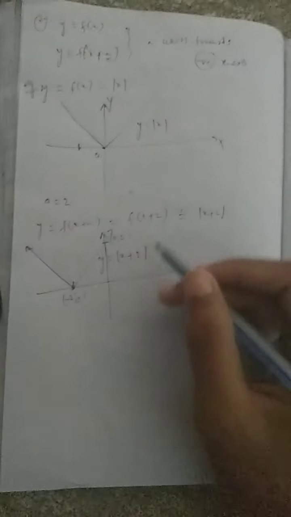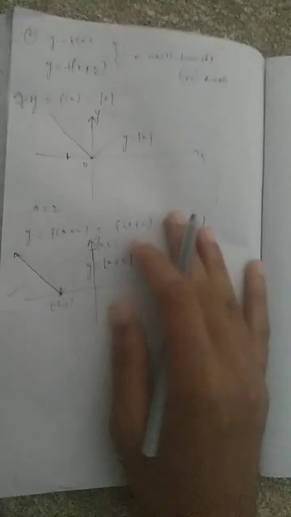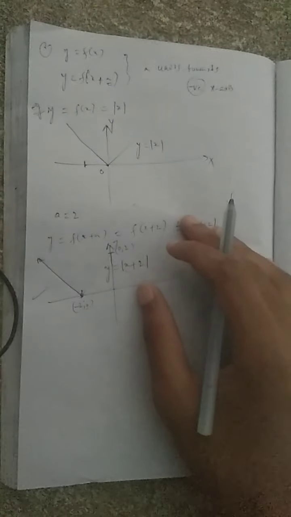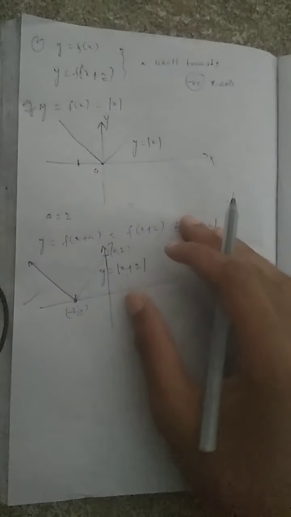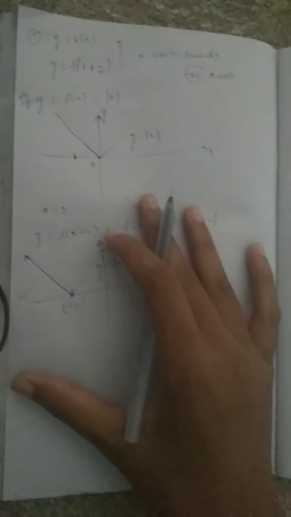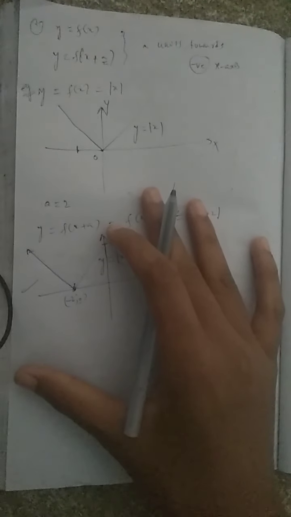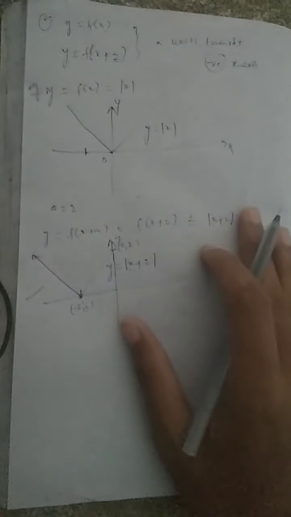So the graph of y equal to modulus of x plus 2 is exactly what it is. So to get the graph of y equal to f of x plus a, by knowing the graph of y equal to f of x, we have to shift the graph a units towards the negative x-axis. But when we want to draw the graph of y equal to f of x plus a, we should shift a units towards the positive y-axis. That is positive y-axis, here it is negative x-axis. I think you got it.